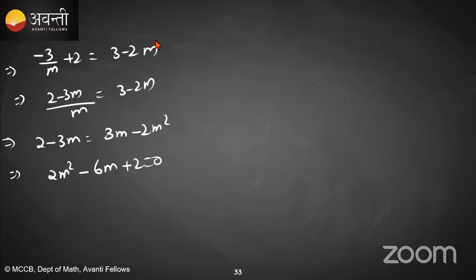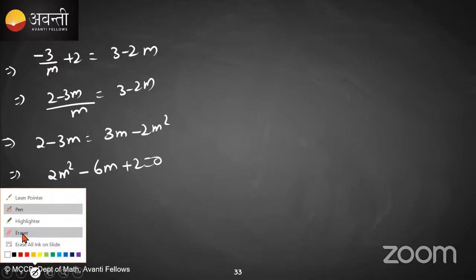2m minus 3. Okay, 1 second. I think there is some mistake. 2 minus 3 by m is equal to 3 minus 2m. Right? So 2m minus 3. Okay. Yeah. Got it.